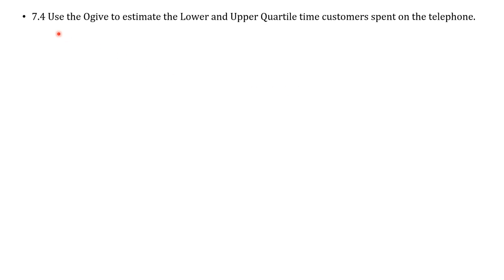Right, use the ogive to estimate the lower and upper quartile time customers spent on the telephone. Alright, so from the first question, we know we have 40 customers in total. To divide them in quarters, I'm going to say 40 divided by 4. So every 10 customers is where I'll find a quarter. So 10 would be quartile 1, 20 quartile 2, 30 quartile 3, etc.